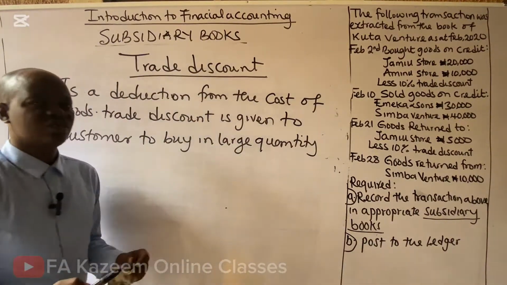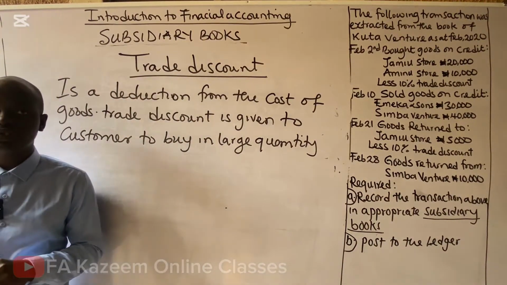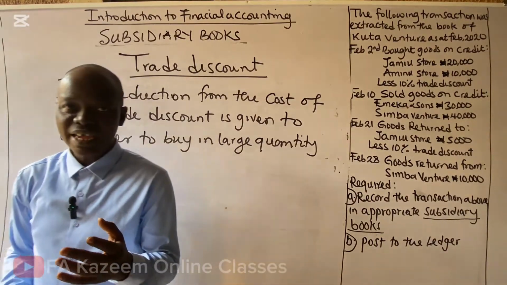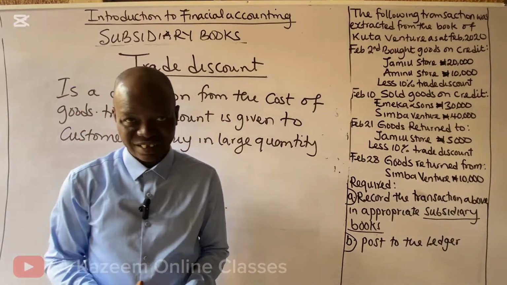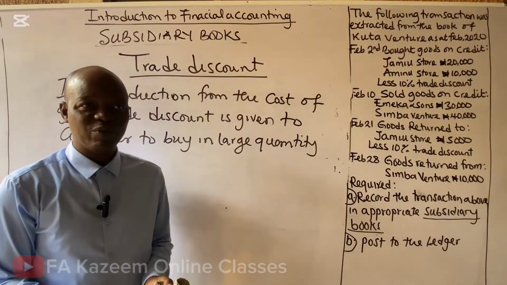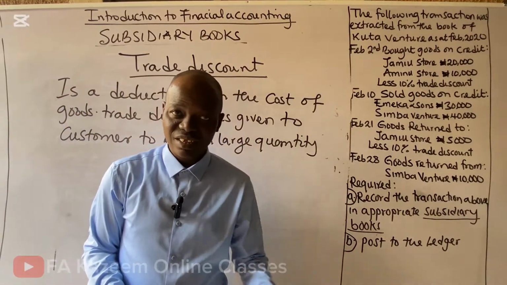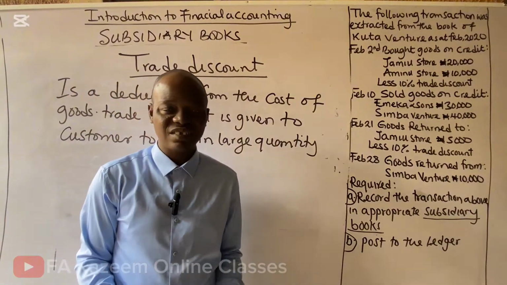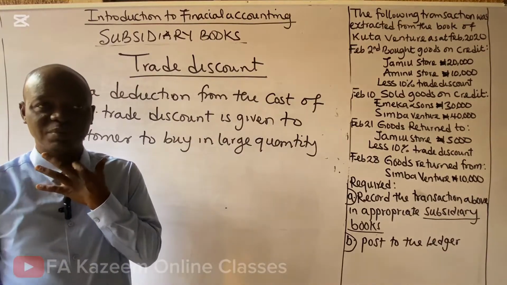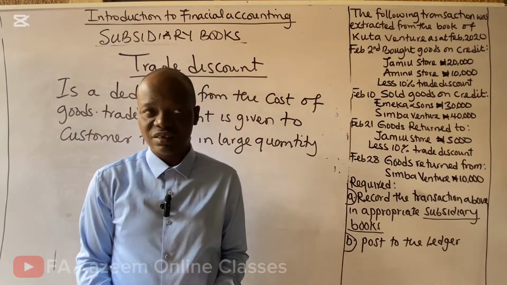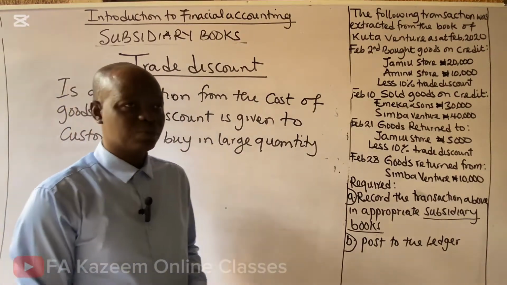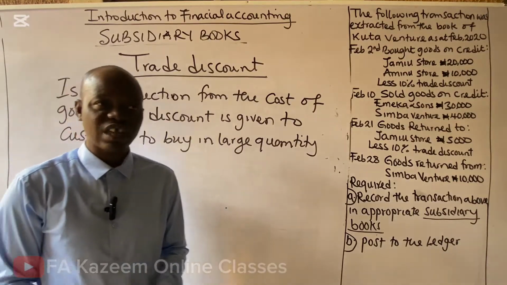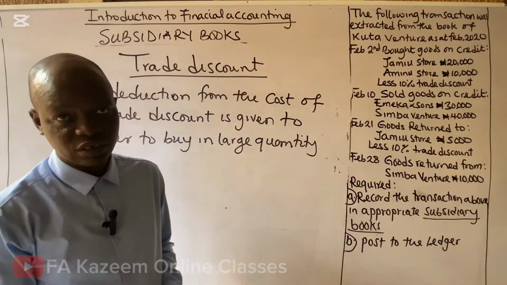We give trade discount to customer to encourage those customers to buy in large quantity. There's an adage that said, buy two, get one free. That is trade discount. When you know that if you buy two, you'll be getting one free, you may decide to buy four so that you can get two free. The trade discount is a deduction from the cost of the goods, and it is given to customer to encourage them to buy in large quantity. We may be applying this trade discount when goods are bought on credit or goods are sold on credit.